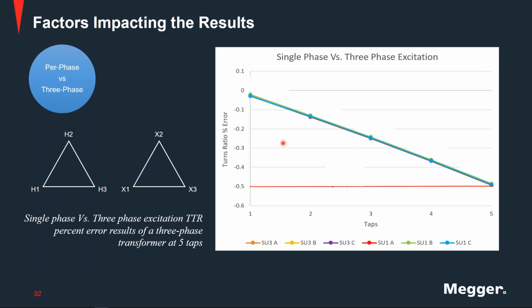Another factor that will impact your results is whether you're exciting a transformer phase by phase or three-phase. So in the example that I'm showing here, when we do single phase excitation, what I mean is that you are exciting one phase at a time and then switching to the next phase, as you can see demonstrated by this vector here with the different phases that are being excited. Three-phase excitation means we are exciting all three phases at the same time. And what you will see here is that the percent error, simply by exciting all three phases at the same time, improved over all of the different taps.